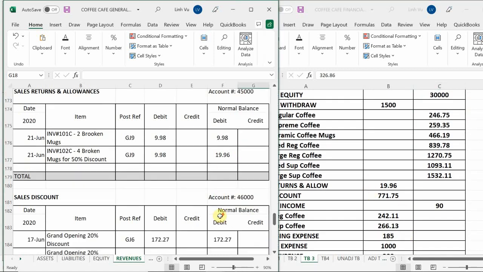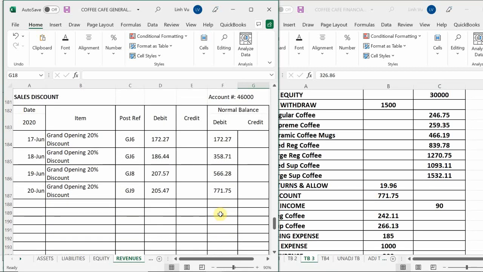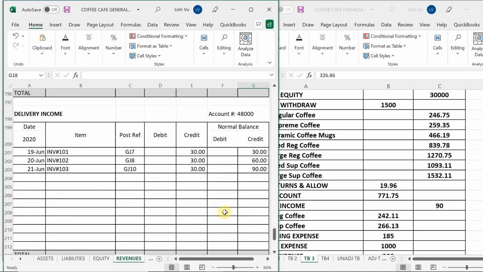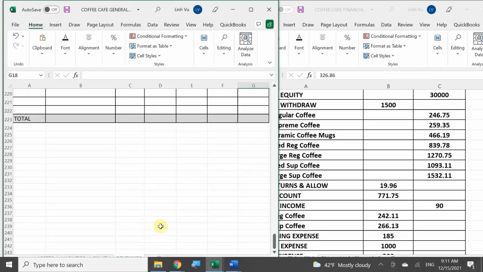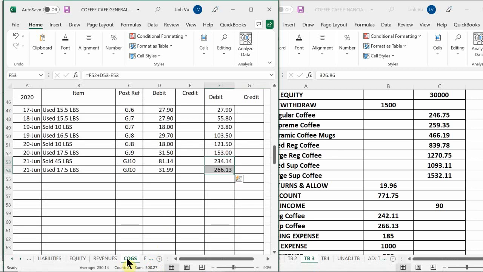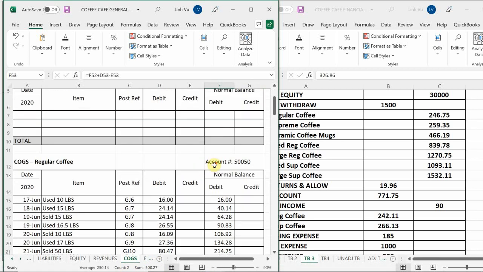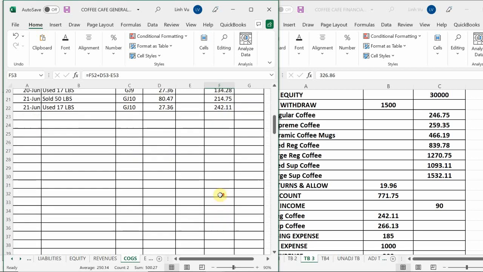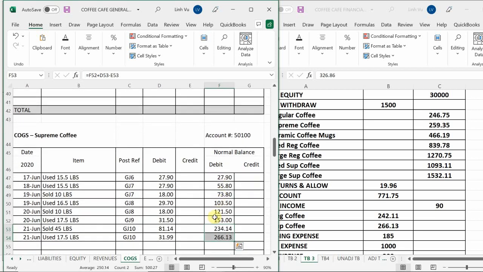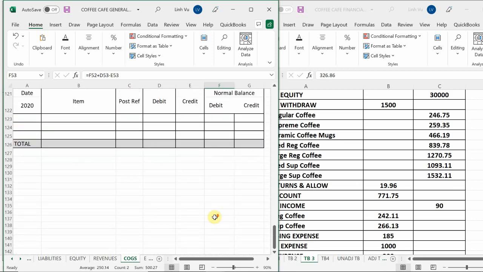1996. And then you have 771.75. $90. Cost of goods sold for regular coffee is $242.11 and $266.13. Nothing else is here.